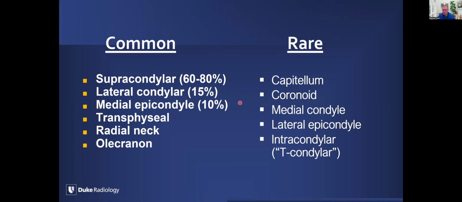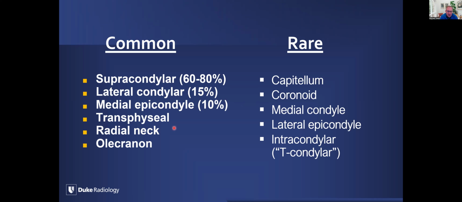All right, so elbow fractures. We have a whole laundry list of different types of elbow fractures. Most frequently is the supracondylar fracture, and we'll look at some examples of those. The lateral condylar fracture, less frequent medial epicondylar avulsion fracture, where we pull off that medial epicondylar ossification center. Those would be the most common.